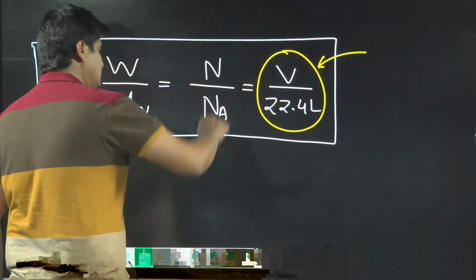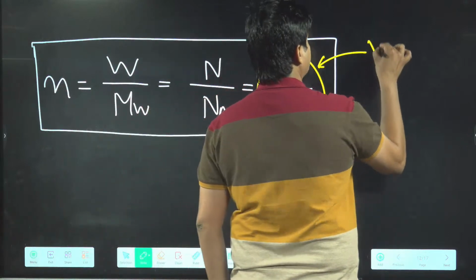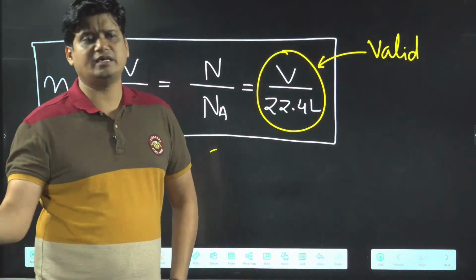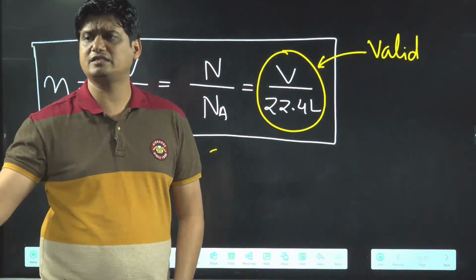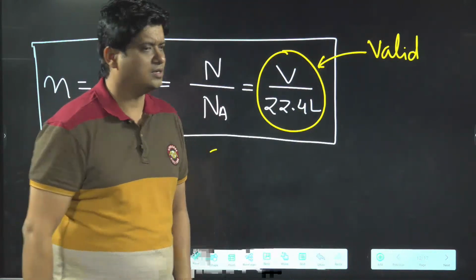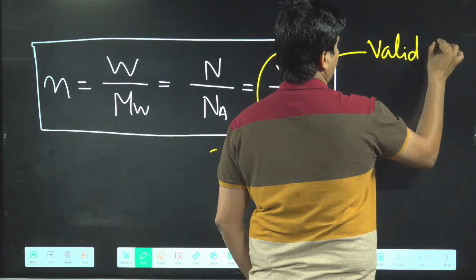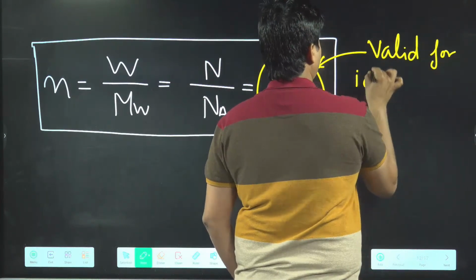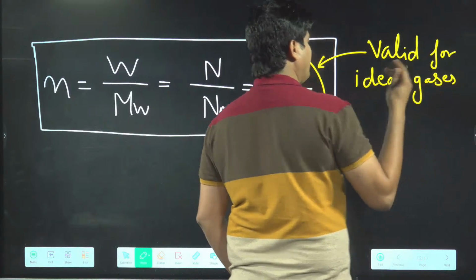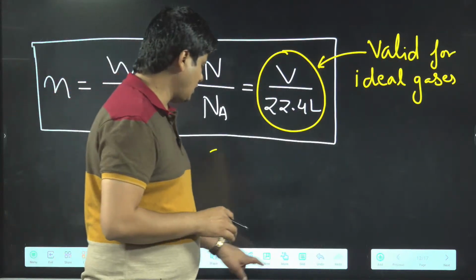So the thing is, this last formula, V upon 22.4 liter, is valid for ideal gas. And you know that we are considering real gas as an ideal gas. There is no ideal gas. Nothing is ideal, you know. So this third one, V upon 22.4 liter, is valid for ideal gases. Even you can say it is valid for ideal gases as well as a mixture of ideal gases, because you can discuss all these things for mixtures also.